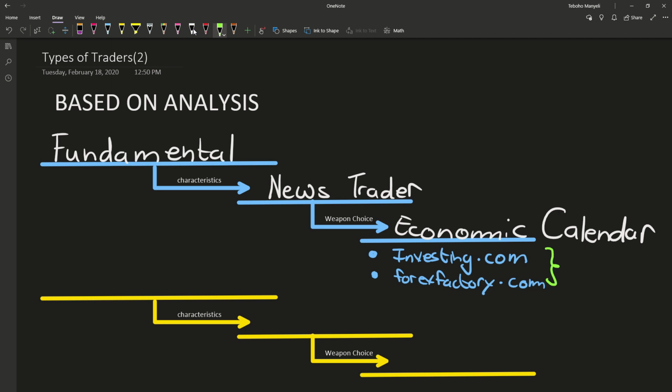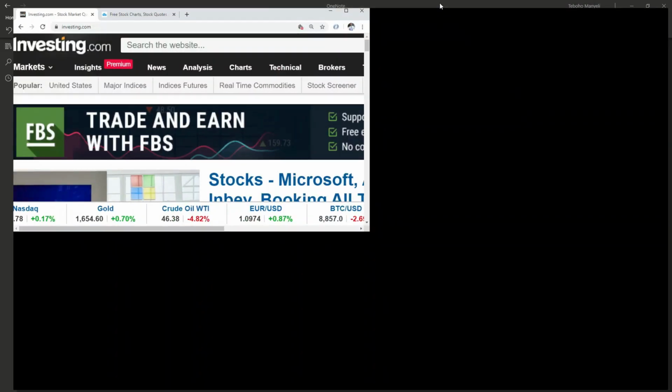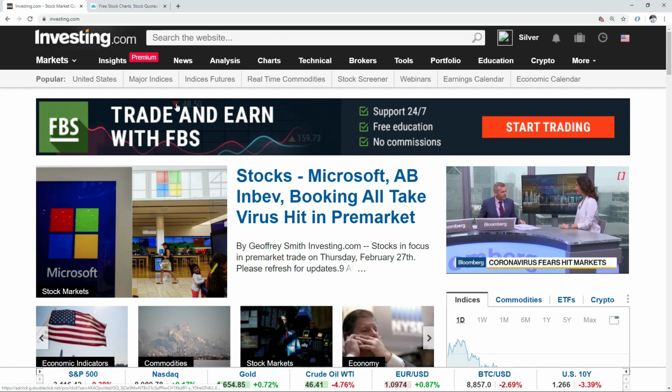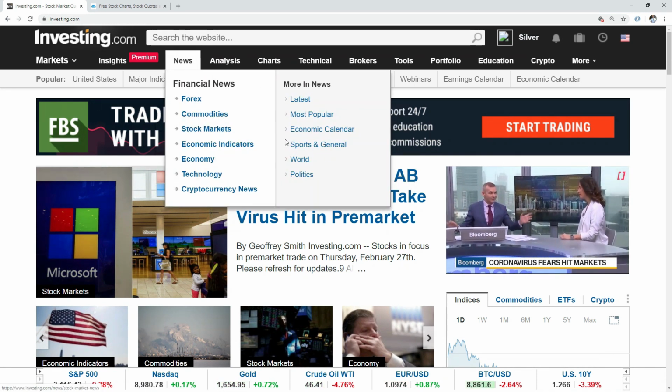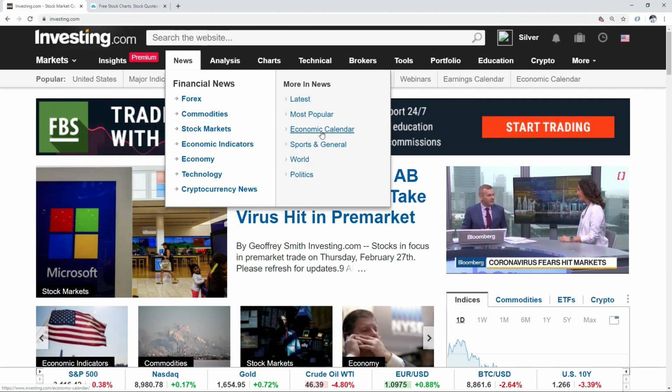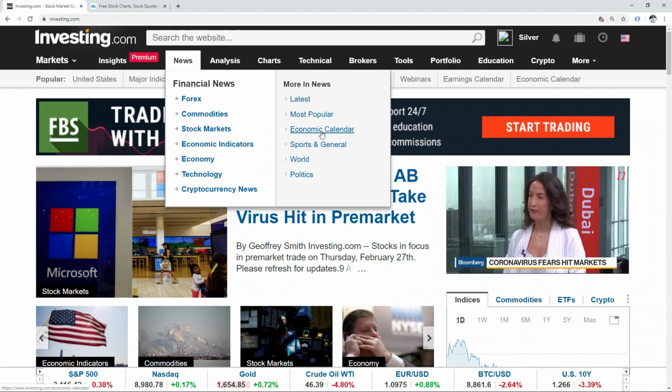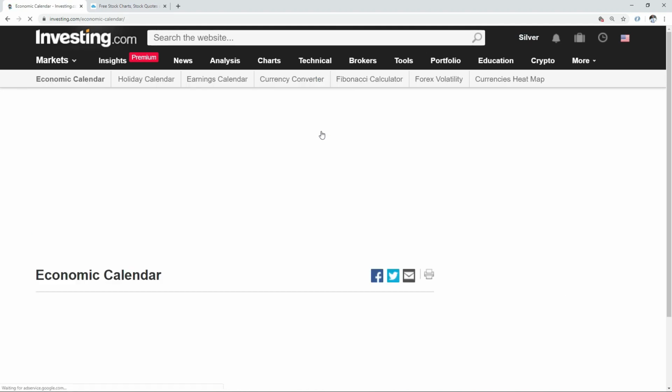So I'm going to pop into investing.com so that I can show you what an economic calendar looks like. If we have a look here under investing.com, there's a tab that says news, and under news there's economic calendar. So basically this is the weapon that we need. Jump in there.